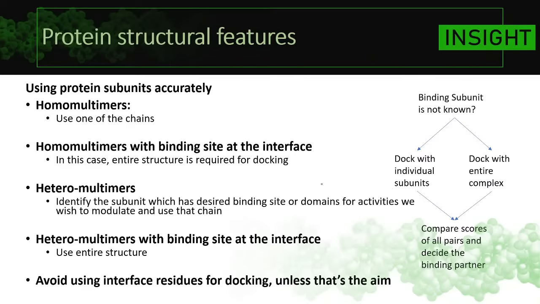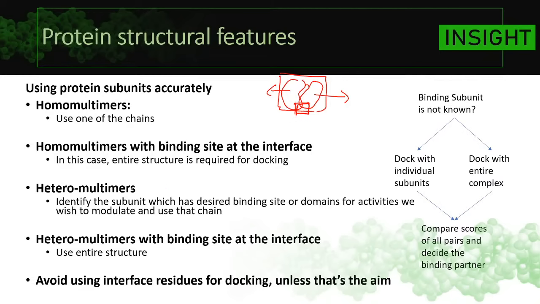Okay. If it is a homomultimer, let's say a homodimer, we have two subunits which are identical to each other. There is a possibility that the binding site may be at the interface for a certain ligand. So how do we be sure about it? You can check the docking with this subunit separately, and keeping them together in one complex, and then compare these values. If you see the best value and the best pose at this location, there is a high chance that the binding site is over here. That way you can find out.